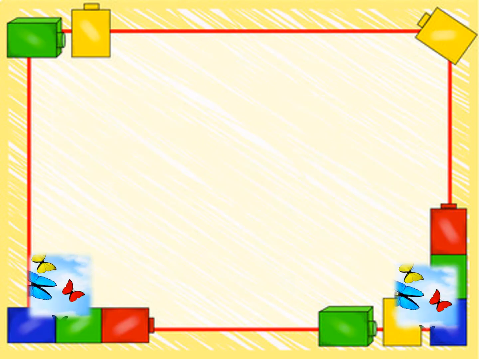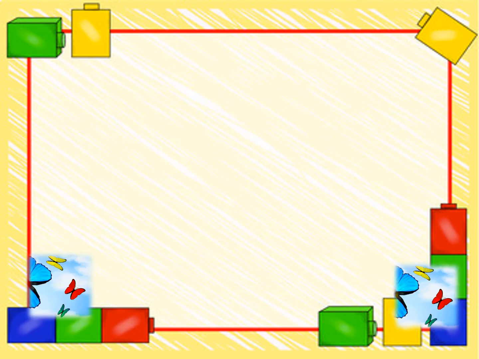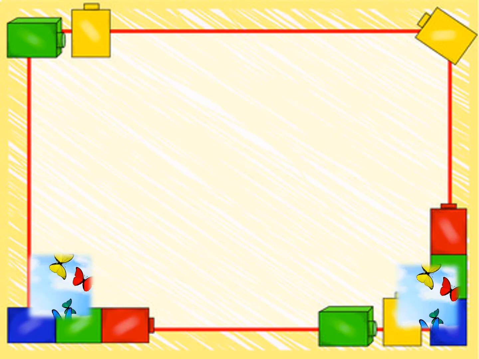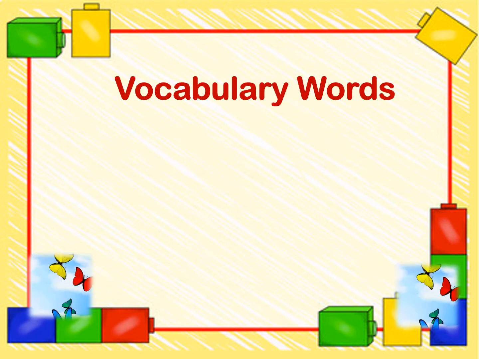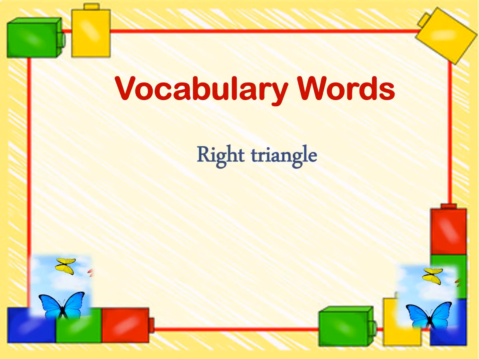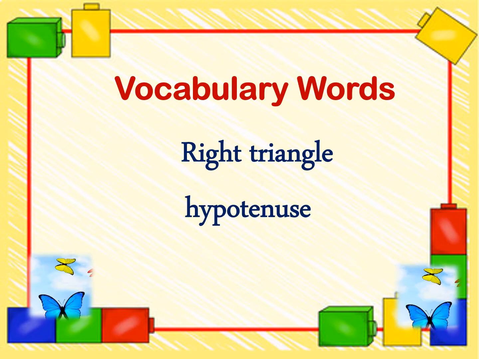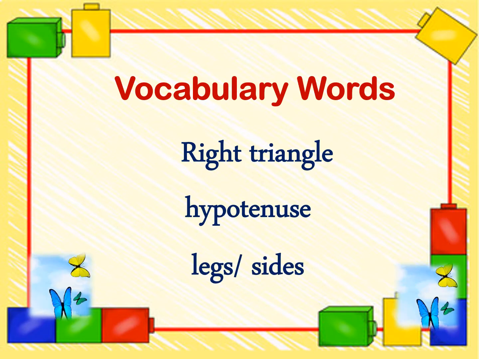You should have a clear background of squaring and multiplying numbers so that you can solve and answer problems. But these are some of the vocabulary words you need to remember. Right triangle, hypotenuse, legs, and sides.